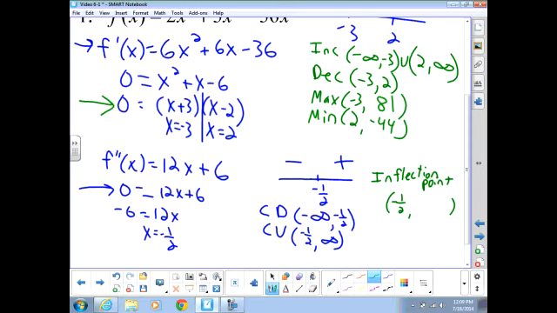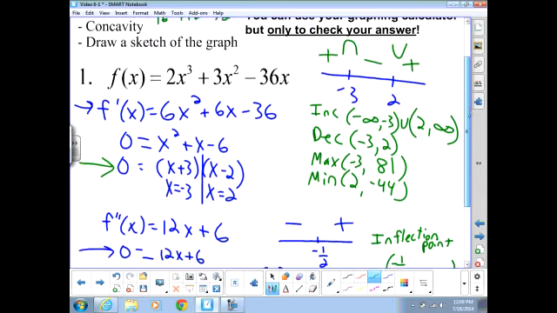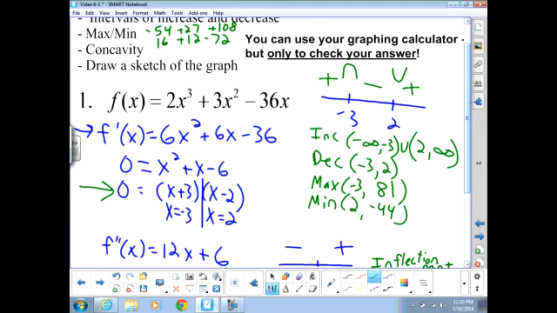Because it is a point in our actual graph, we've got to go to our original function. Negative 1/2 cubed will give us negative 1/8. Negative 1/8 times 2 is negative 2/8, which is really negative 1/4. Negative 1/2 squared is positive 1/4 times 3, which is positive 3/4. And negative 1/2 times negative 36 will give us a positive 18. Negative 1/4 and 3/4 gives you 2/4, which is 1/2. So this will end up equaling just 18.5.